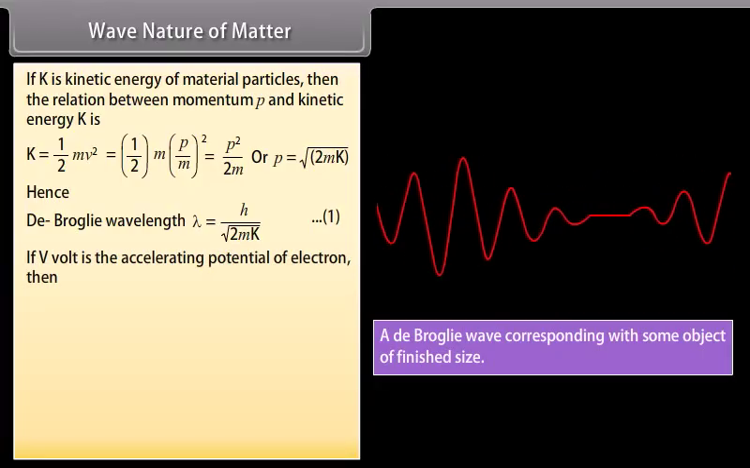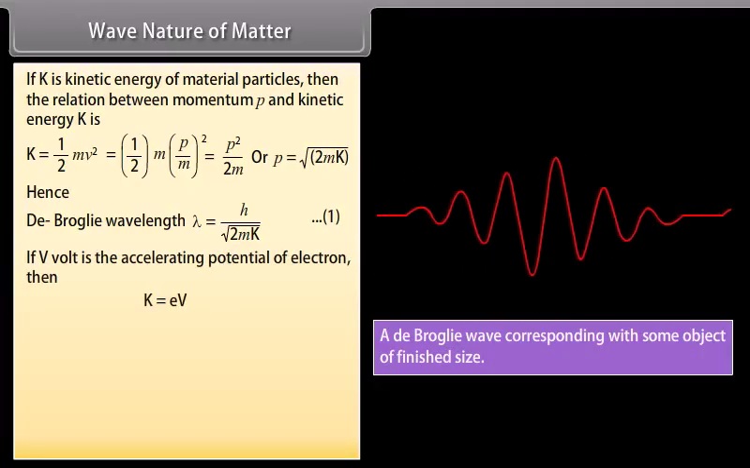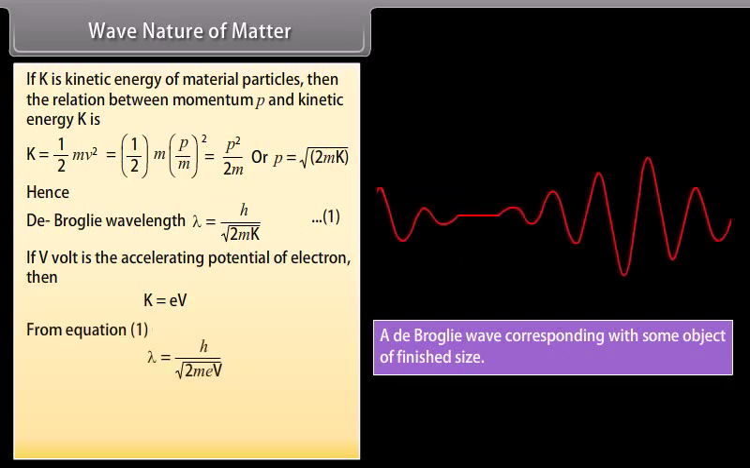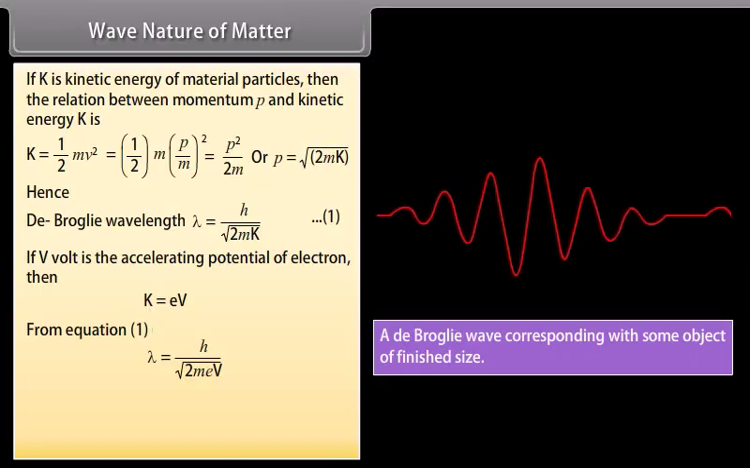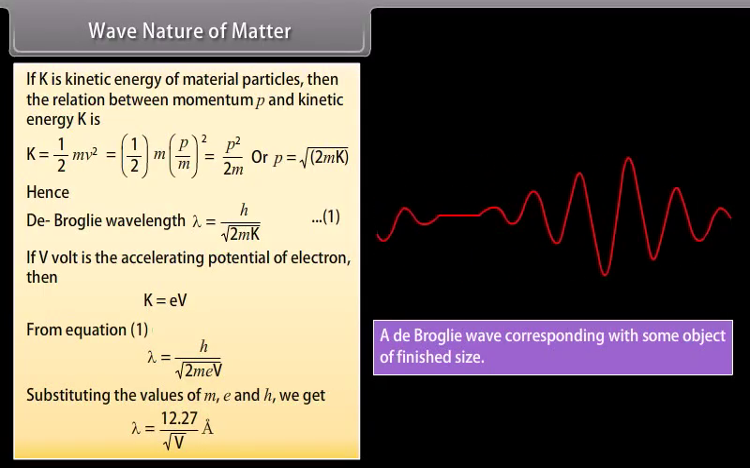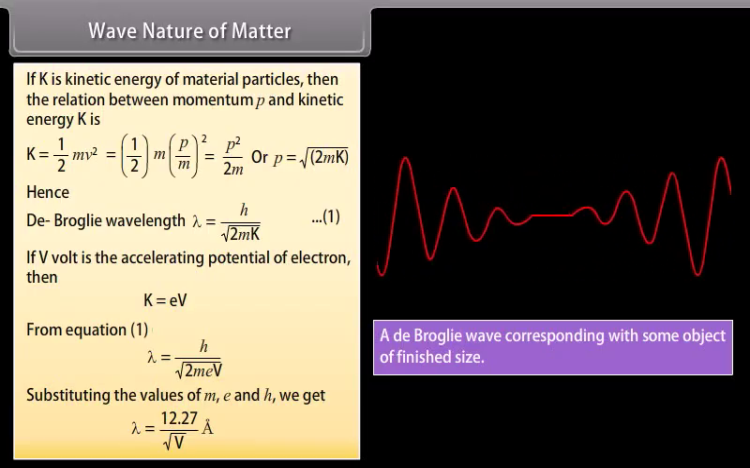If V volt is the accelerating potential of electron, then k is equal to eV from equation 1. Lambda is equal to h by square root of 2meV. Substituting the values of m, e and h, we get lambda as 12.27 by square root of V angstrom.